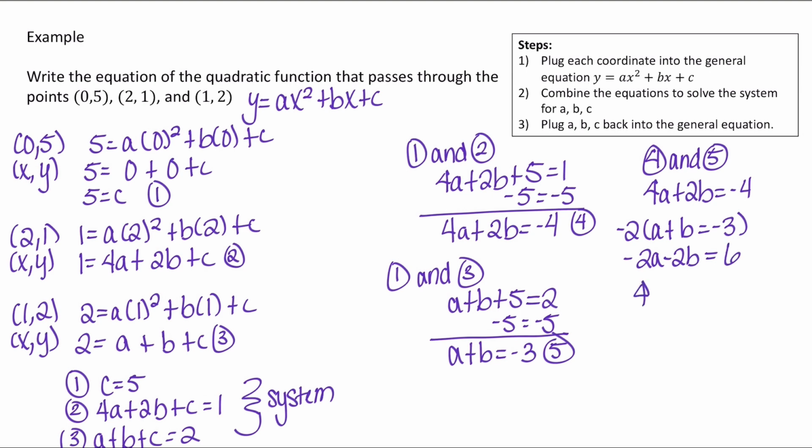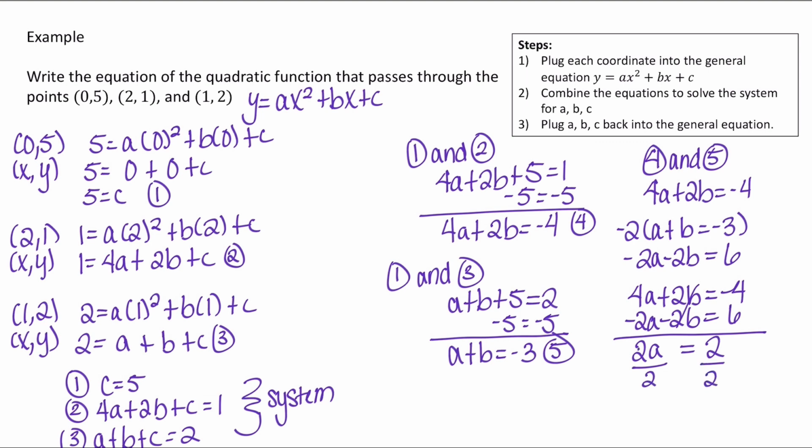Now when I combine these 2 equations, I have 4a plus 2b equals negative 4, and I have negative 2a minus 2b equals 6. When I combine them together, 4a minus 2a gives me 2a. 2b and minus 2b cancel, and that gives me negative 4 plus 6, which is 2. I'm going to divide both sides by 2, which gives me a equals 1.